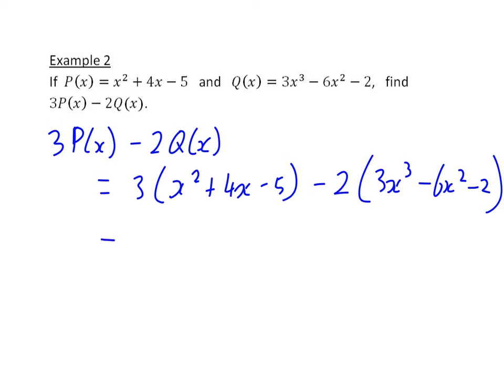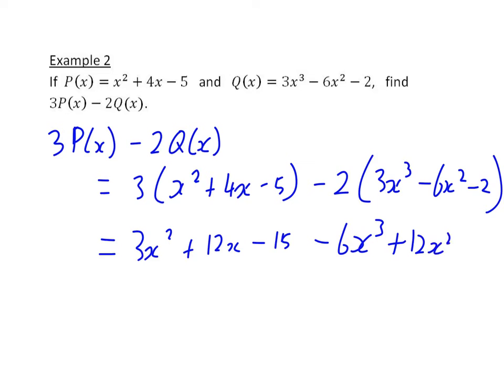And so our next step is to expand the brackets. So the first bracket, 3 is multiplied by each of those terms. So 3x squared, 12x, and negative 15. And for the next set of brackets, negative 2 is multiplied by everything inside the brackets. So negative 2 times 3x cubed is negative 6x cubed, and then positive 12x squared, and then positive 4.